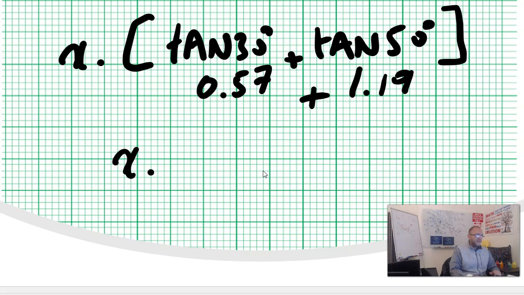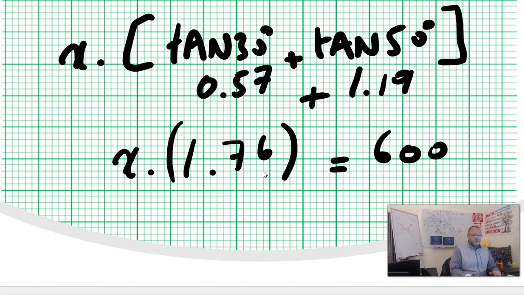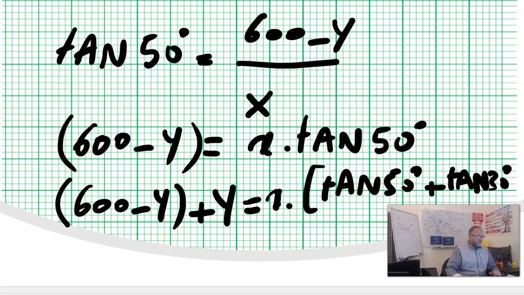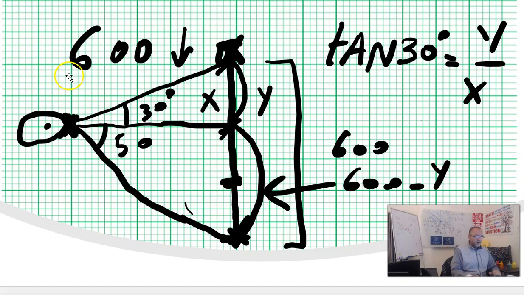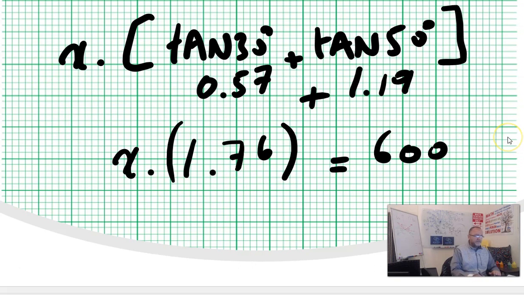So you have x times 1.76 equal 600, the whole building. Remember, because we said this whole thing, 600 minus y plus y, equals the whole altitude. So now we know everything, so we can find x. So x equals 600 divided by 1.76.